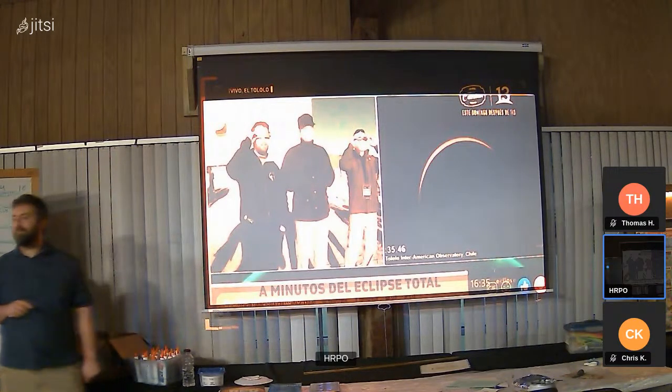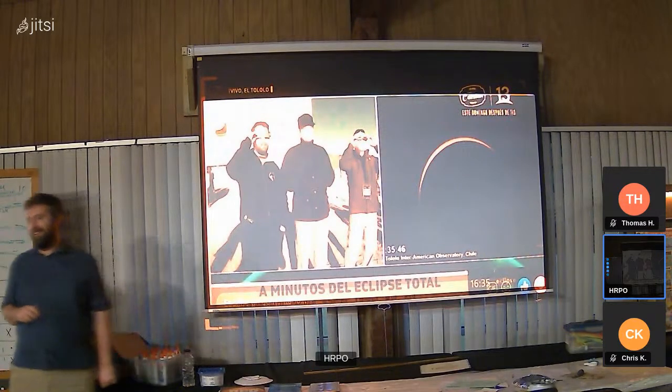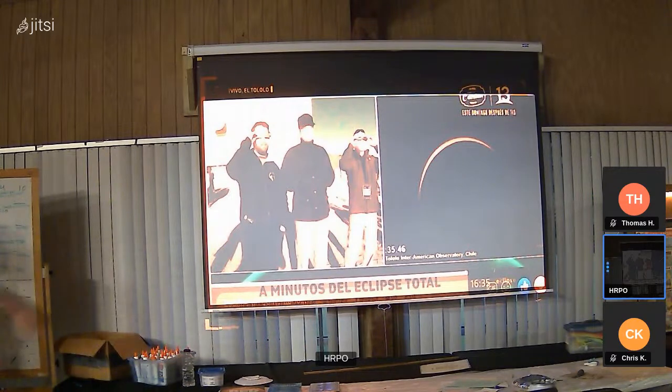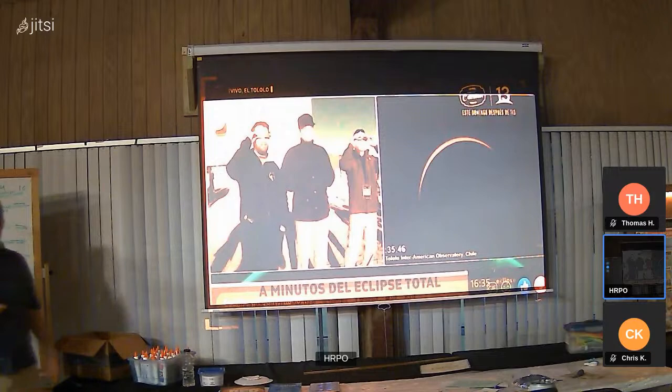But also not following advice. Yeah, it's looking at it with no protection. To be fair, it was very low on the horizon, so it wasn't too bad. But most of the infrared still gets through.